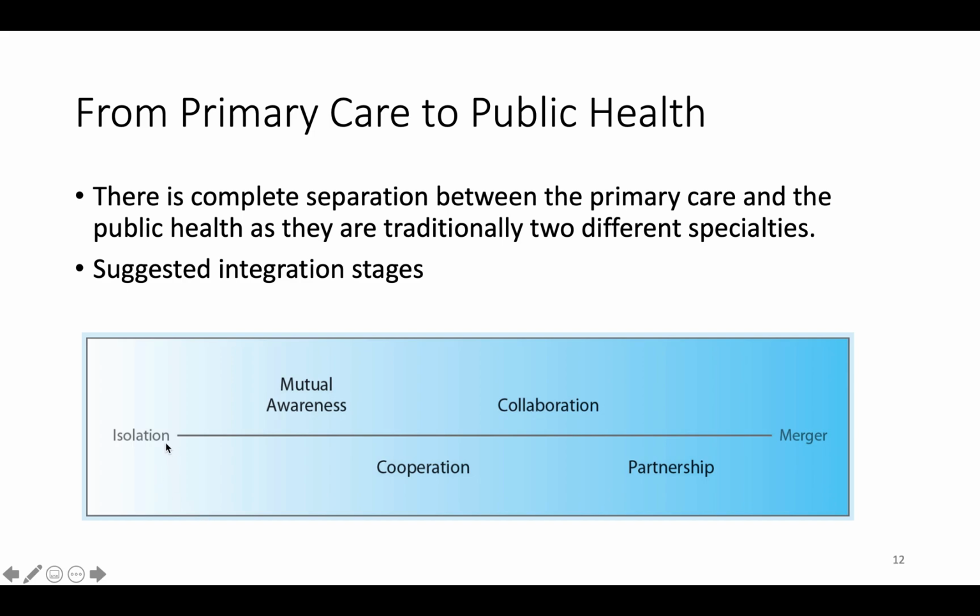And they describe a spectrum from the left, complete isolation between primary care and public health. Then we move to a higher level of integration with mutual awareness, then cooperation, collaboration, partnership, and the highest level is merger of information. Whatever information the primary care physician has, public health can reach this information. So this is a high level of integration between information.